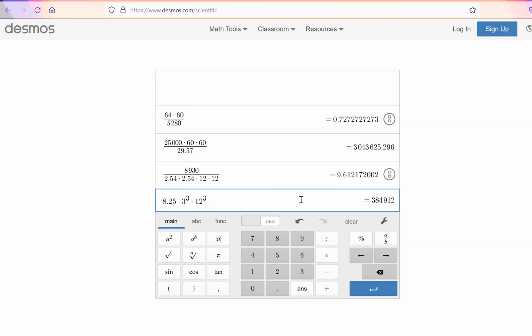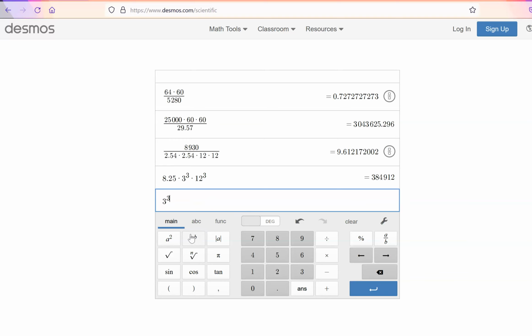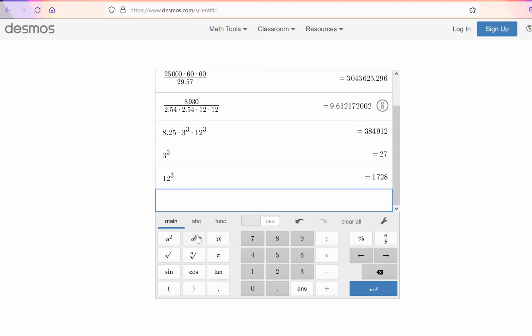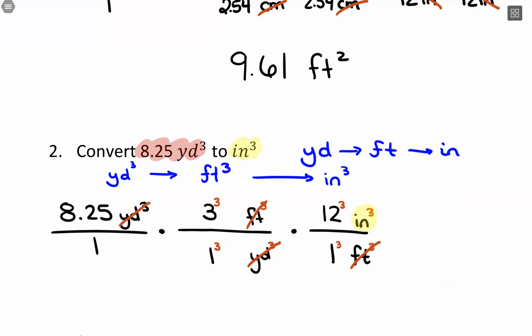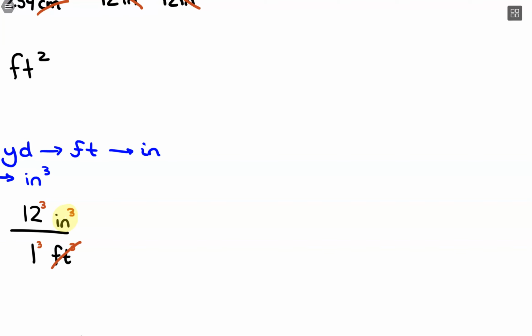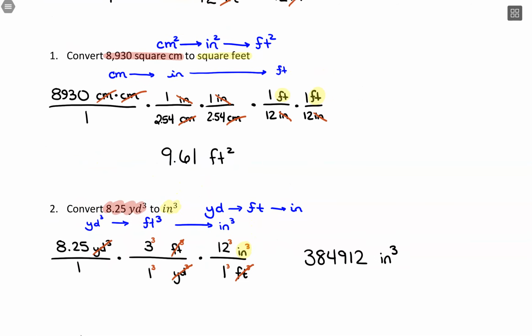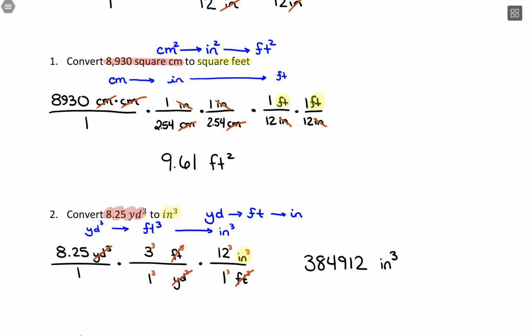You can also, to do this, look at 3 cubed separately and 12 cubed and get those numbers first. And then plug in 8.25 times the 27 times the 1728 and get the same answer. So you can either plug it in all at once, or if you're more comfortable with the exponents doing them separately first, that's fine too. So 384,912 inches cubed. So with those, you just have to layer them up so you match the exponents.